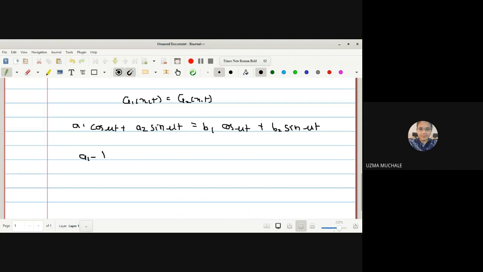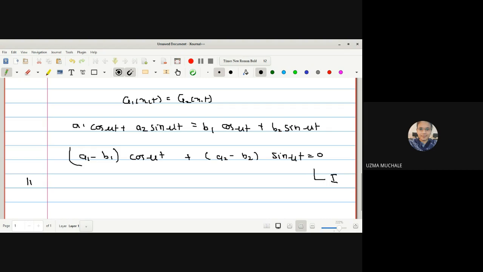So we get a1 minus b1. What is the common term here? Cos of mu t, plus a2 minus b2, and the common term is sin mu t, is equal to 0. You can name this as equation 1 so that we can solve it. Right, what is the second condition? The derivative of g of x, t has a discontinuity of order minus 1 upon p of t.